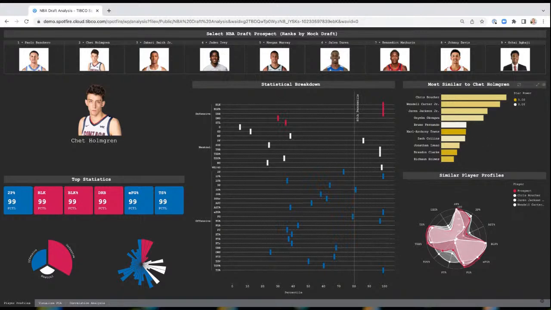So we see that he's close to Karl-Anthony Towns and a number of other good quality players in the NBA. We also see that his shape does change as well. Definitely looks a lot different than Paolo's did, with some very high percentiles at some statistics.